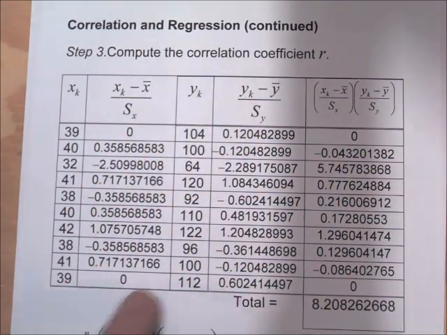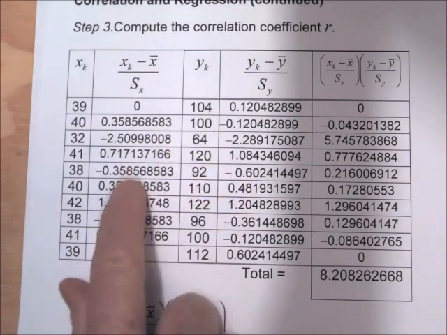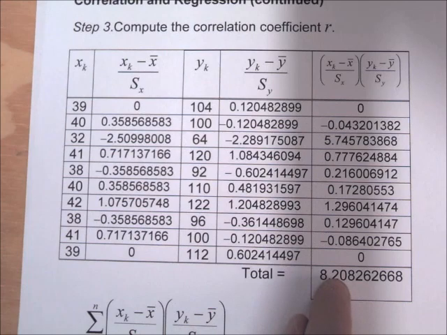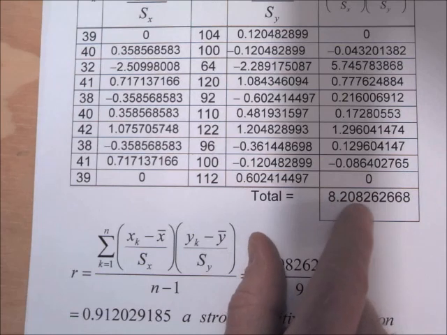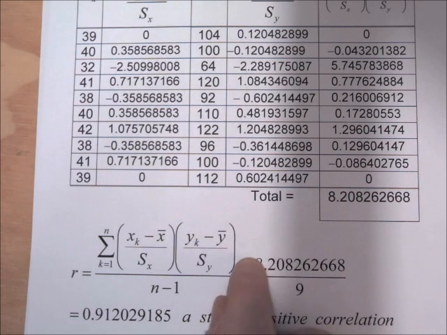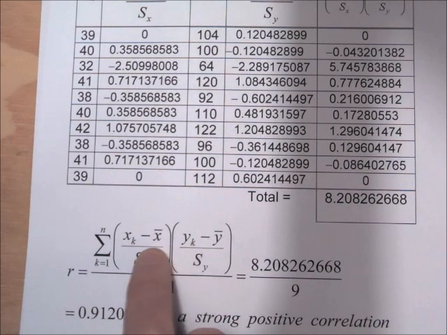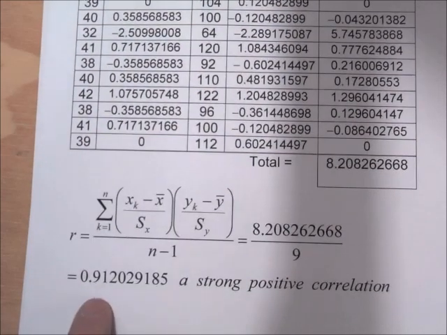The z-score columns should total to 0. If we did everything correctly, you could use that as a check. But the column total of the products is what we're going to use in our computation. So the total here turns out to be 8.2 something, and that's the numerator here, the sum of the products of the z-scores, and then divide by n minus 1. So divide that by 9. We get a correlation coefficient of 0.912029185. So it's close to 1. It's a strong positive correlation.